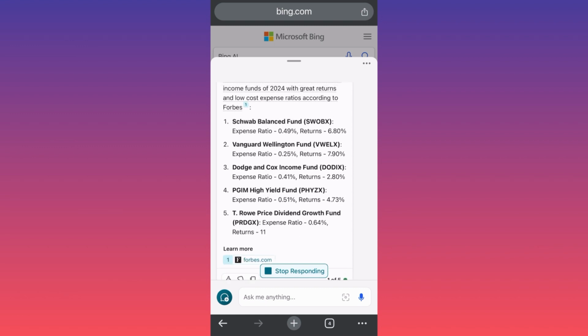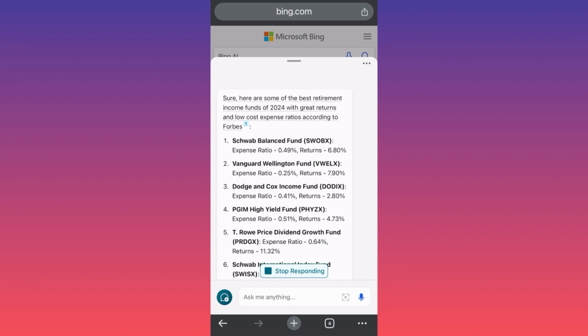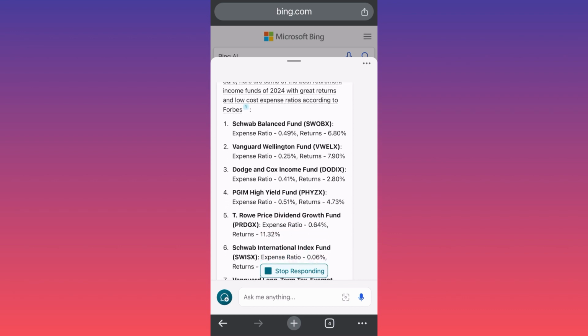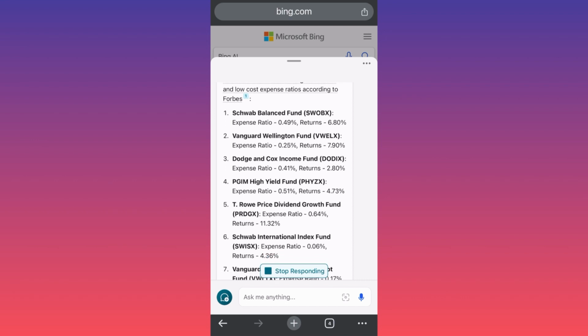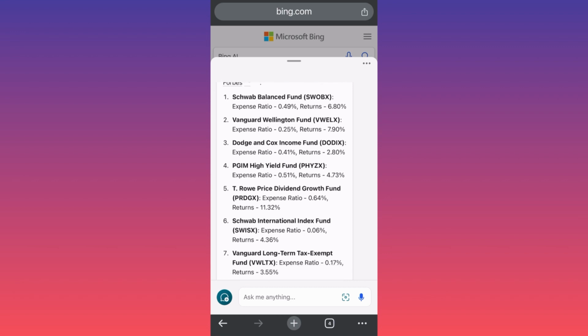Here's the list of the best retirement income funds in 2024 with great returns and low cost expense ratios according to Forbes. Okay, so you see what it did? It went out there, found one of the most reliable sources, and spits out the information from it. So we have a Schwab balanced fund, return is 6.8%, expense ratio is 0.4, which is kind of high, guys. You see Vanguard Wellington Fund, it's only 0.2. Return is 7.9%. You see, now we're talking. Lower expense ratio, higher returns.